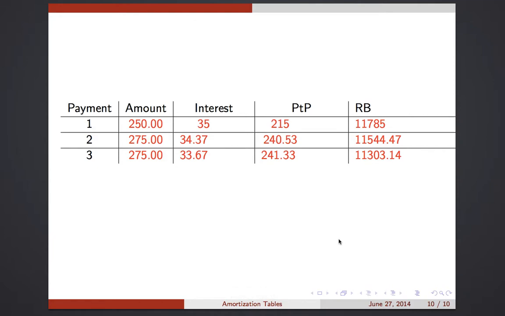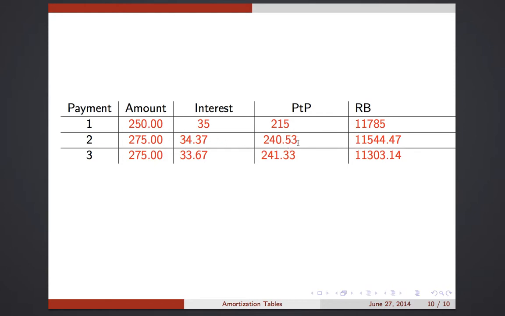Okay, so I just went in and filled in the rest of the table here. You can do this yourself. So if you want to know what this interest is right here, this 34.37, where did that come from? Well, it comes from the I equals PRT formula, where P is 11,785, because that's how much he currently owes when he makes that second payment. And where does this number come from, this portion of principal? Well, he wrote a check for $275. The bank kept $34.37 of that. What's left over is this $240.53. And actually, sorry, it should be $240.63. So that's a typo. Right, this plus this should equal $275.